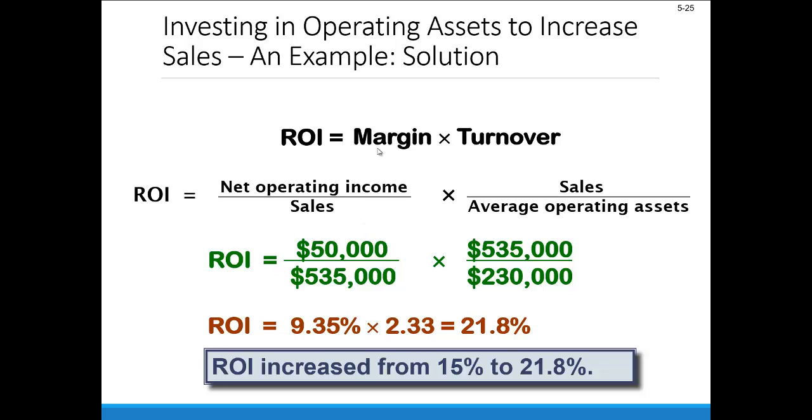So now our new margin is a net income of $50,000 divided by sales of $535,000. So it's all the way up to 9.35% from its old mark of 6%. Turnover, though, has gone a tiny bit in the other direction. Sales has increased to $535,000, but the average operating assets have also increased to $230,000, so the new turnover is 2.33. That new ROI, though, we've seen a bump there. 9.35% margin times turnover of 2.33 leaves us with an ROI just shy of 22%. So it's increased in this case with that investment from 15% to almost 22%.